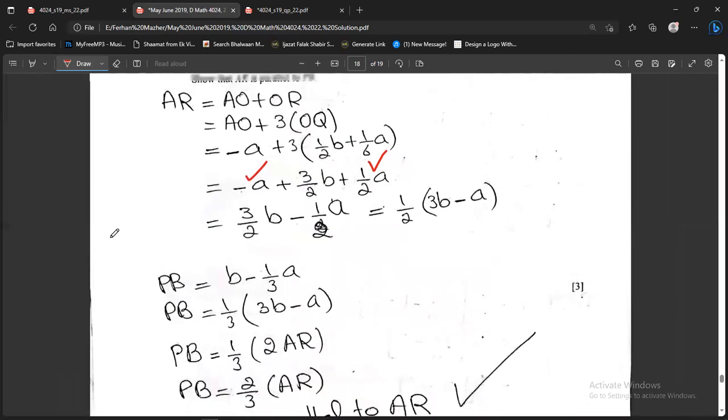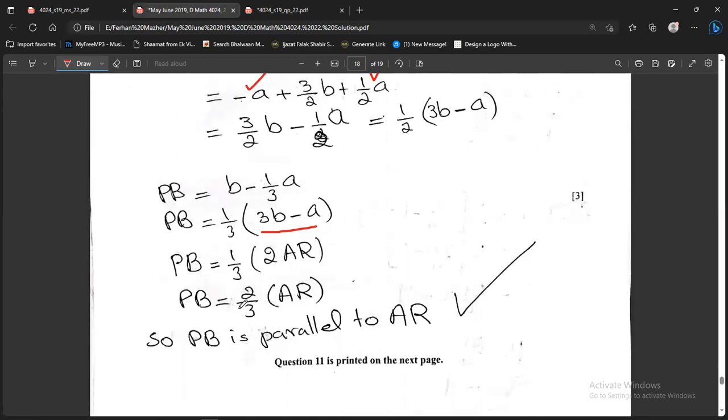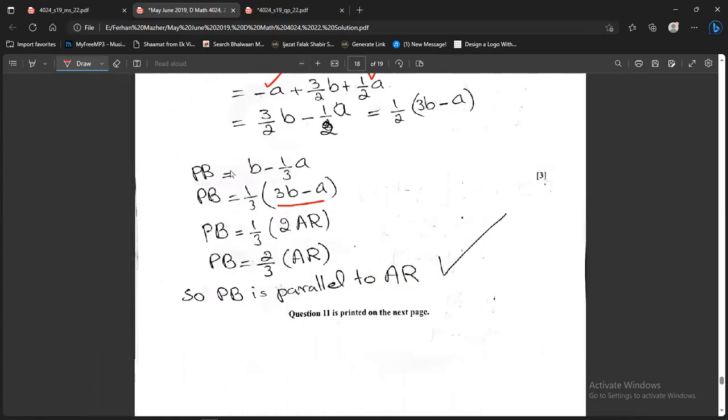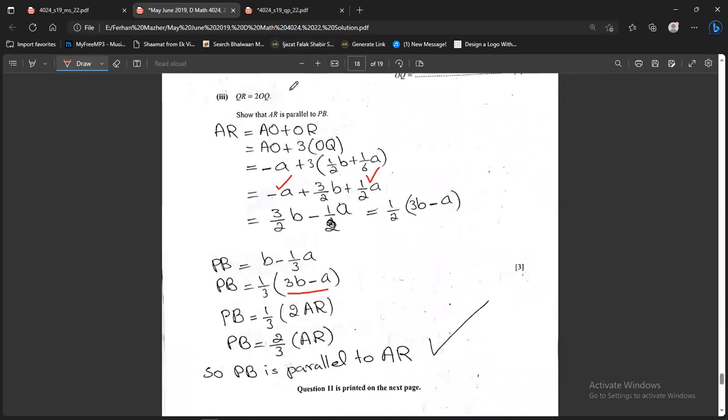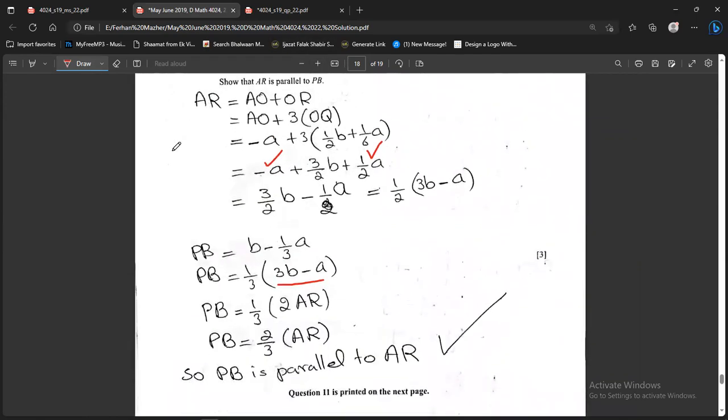Now, the value of the PB is equal to B minus 1 by 3A. Take 1 by 3 common. So it will be 1 by 3 bracket 3B minus A. Comparing with AR, take this 2 to this side. So 2AR. So that is PB is 2 by 3 AR. So that shows that PB is parallel to AR. This is how this question is done. Hopefully you understand. This is the whole part showing up on your screen. You can pause the video and take your time and try to understand this.